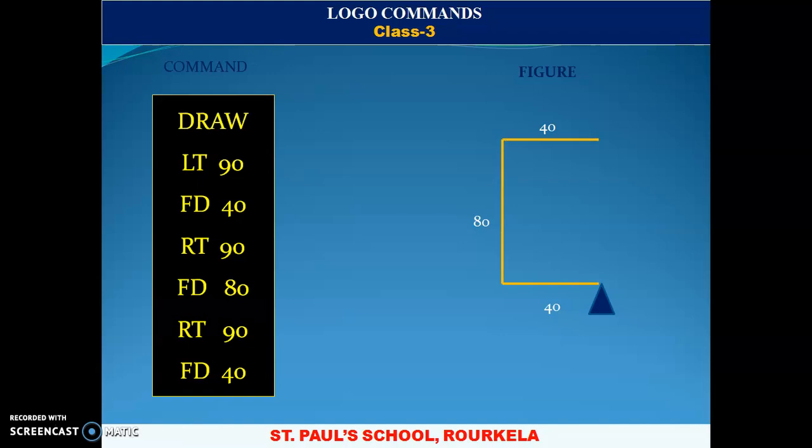Again when your turtle is in this position, you think whether the line is on the right side or the left side. Here the line is on the right side. So you have to use RT90. Then it will turn the turtle this way and you have to use FD40. It will draw the line. So here the commands are first LT90, then FD40, then RT90, then FD80, then RT90 and FD40. So it will draw the same C.